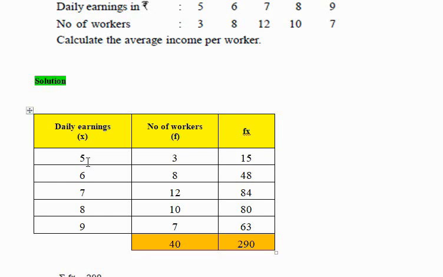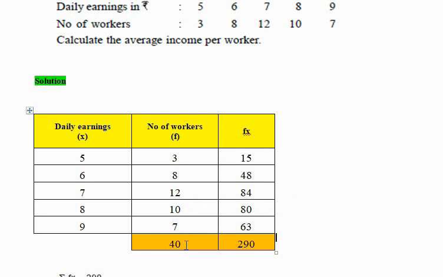Based on the formula, we have to find the value of fx, that means f times x. The first is 5 times 3, that is 15. 6 times 8, that is 48. 7 times 12, that is 84. 8 times 10, that is 80. And 9 times 7, it is 63.